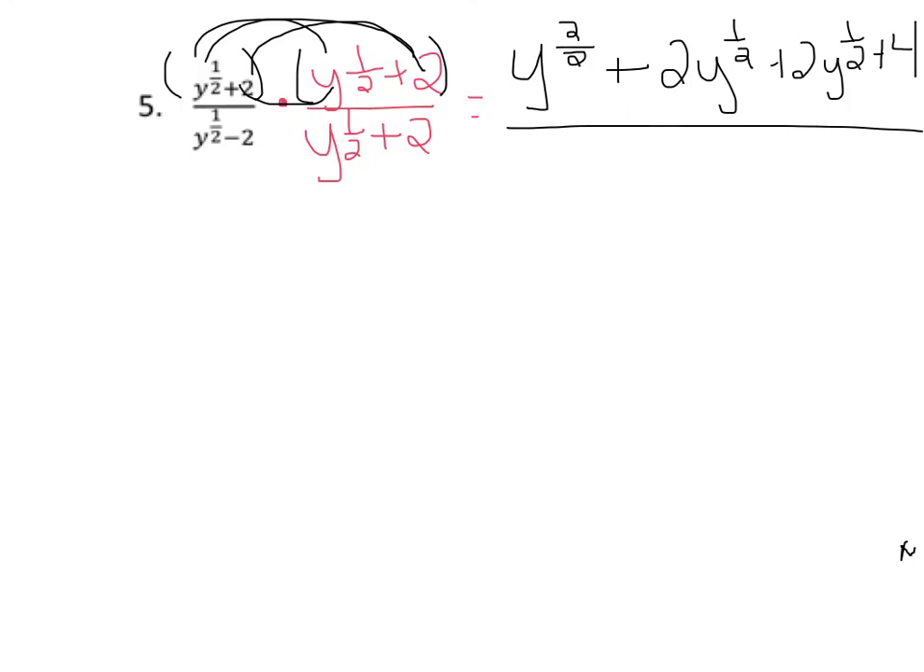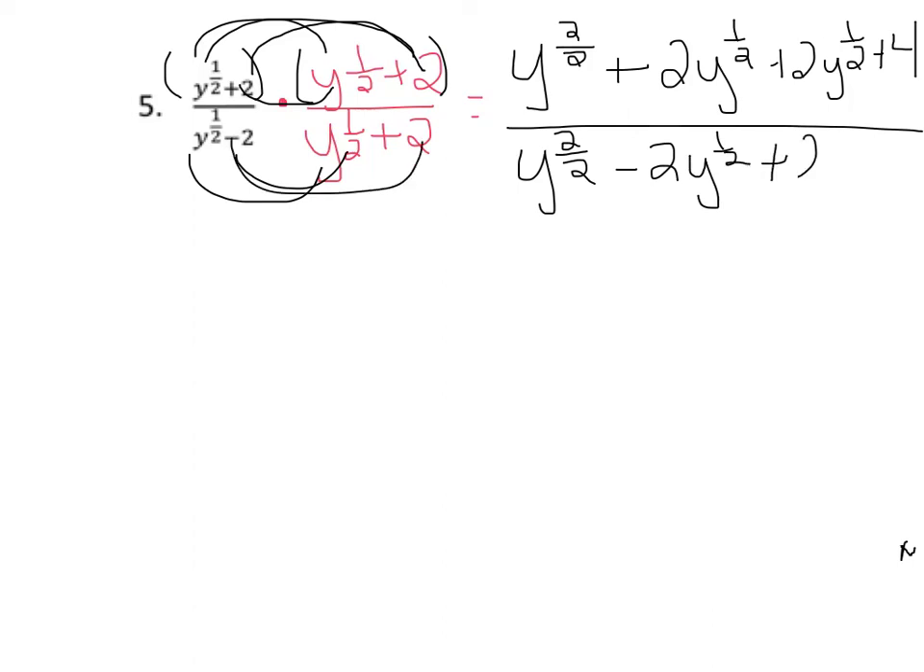Down below, I would have y to the 1/2 times y to the 1/2, which gives me y to the 2 halves, minus 2 times y to the 1/2, which is 2y to the 1/2, plus 2 times y to the 1/2, minus negative 2 times positive 2 is a negative 4.